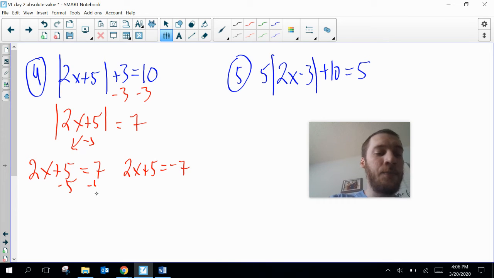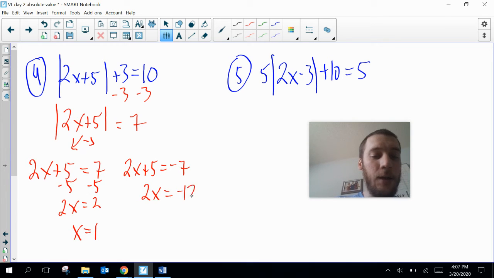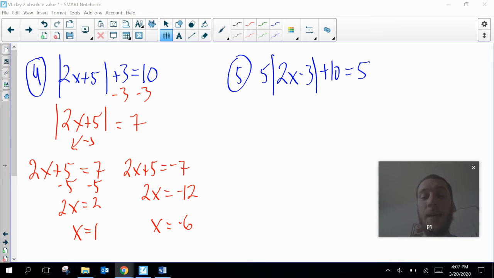So subtract 5 and then divide by 2. Divide by 2 on both sides, we got x equals 1. Over here, subtract 5. That's negative 12. And divide by 2 on both sides. This is negative 6.